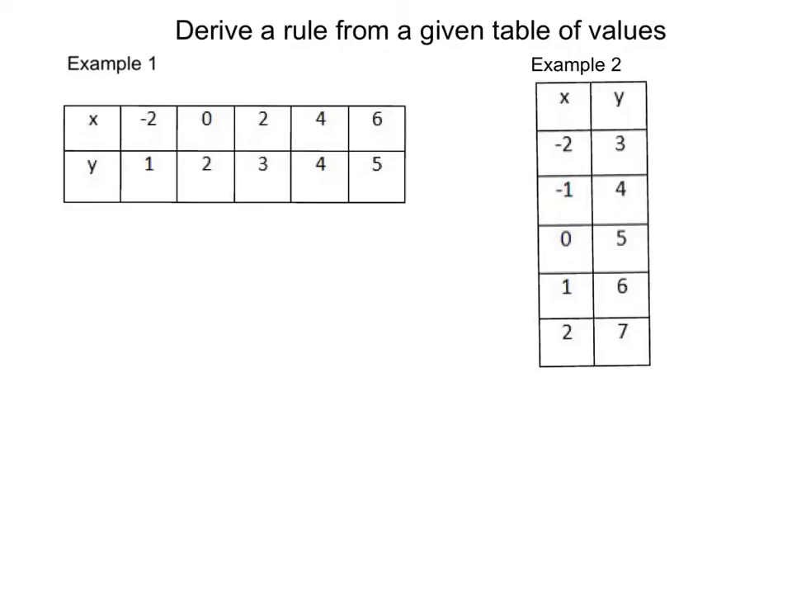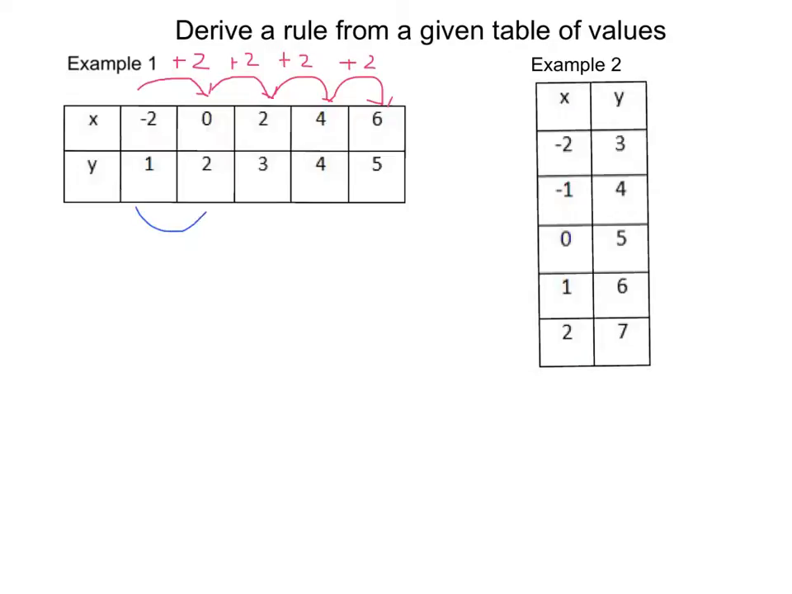Let's look at how we are going to derive a rule from a given table of values. The first thing to work out what the rule is, is to look for the patterns in the x values and then look for the patterns in the y values. So let's start with the x values. Now when I go across on these numbers, you look at what they increase by. You'll notice in this case that as I go up, I get an increase of positive 2 on each set of numbers.